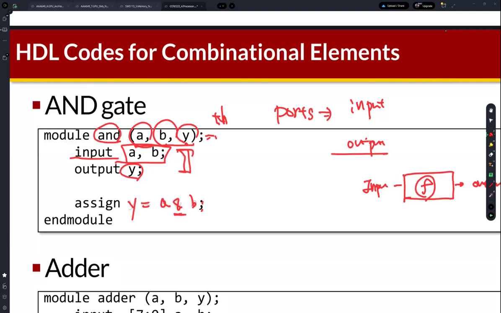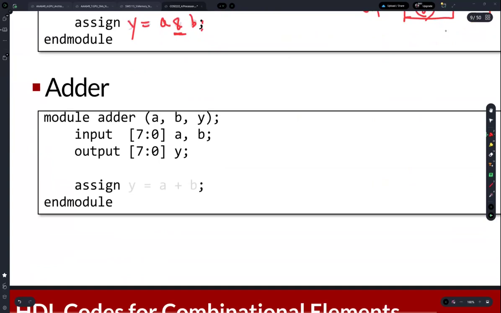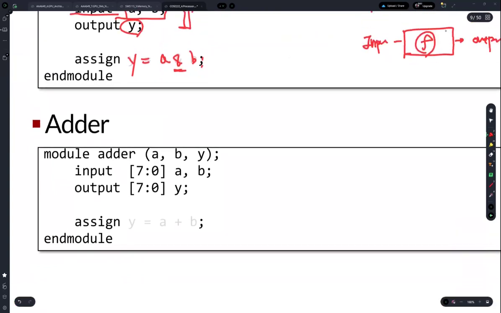So we can just use the AND gate. Okay, so the adder. We can also define the 3 ports, and these are vector type ports. A and B are vector type ports. So it will receive 8-bit data, and it will also generate an 8-bit output signal. And then we can also define the adder simply.